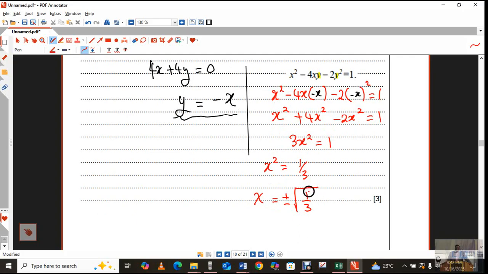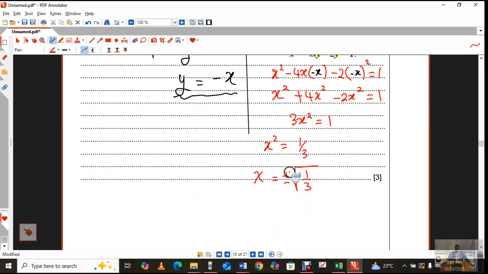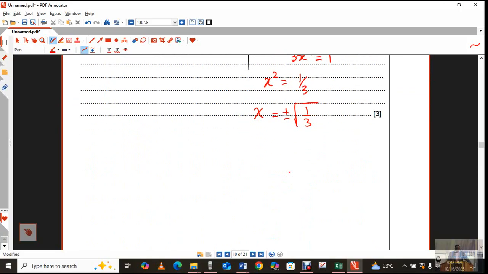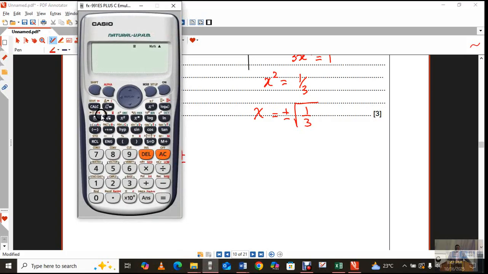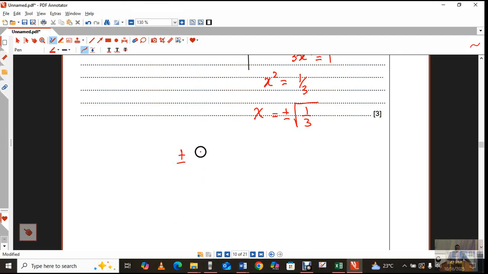Or, since they didn't specify that you must give the exact answer, solutions like this will also be acceptable. You can say it's going to be plus or minus the square root of 1 over 3. So if you take the square root of 1 over 3, you're going to have root 3 over 3, which is 0.577, plus or minus 0.577. This is also going to be an acceptable answer for the values of x. Any one of them will do.